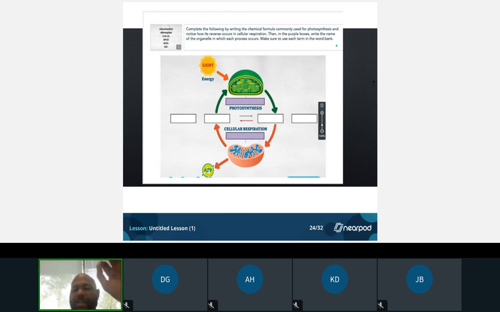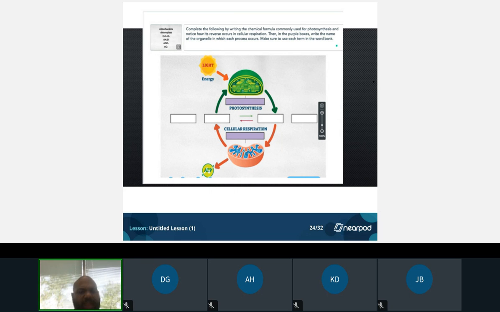Now, just to make sure that we have these concepts, where does photosynthesis take place in the plant? Which organelle does photosynthesis take place in? Very good, the chloroplast. Which organelle does cellular respiration take place in? Where does cellular respiration take place? Excellent, the mitochondria.